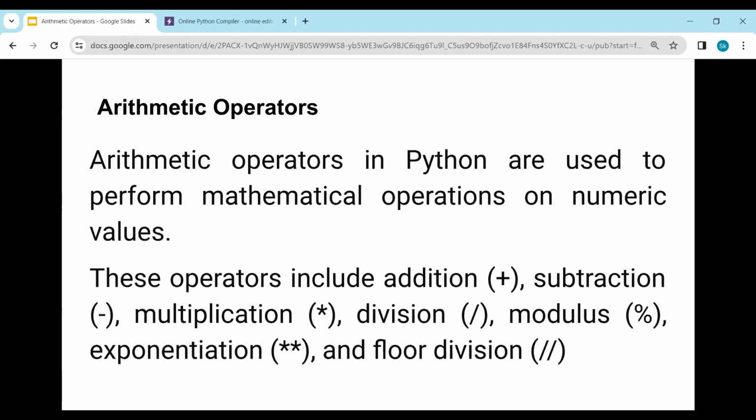So what are arithmetic operators? Arithmetic operators in Python are used to perform mathematical operations on numeric values. These operators include addition (plus), subtraction, multiplication, division (slash), modulus (percent), exponentiation, and floor division (slash slash). Here's a brief explanation of each.